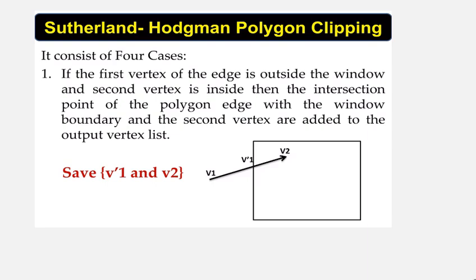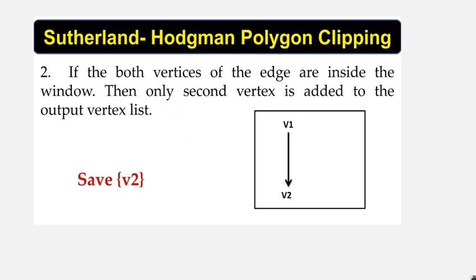Next, case 2: if both the vertices of the edge are inside the window, then only the second vertex is added to the output vertex list. And here there is no intersection point called V1 dash. So the only point which is considered is V2. So the output point, which is the save point, is only V2.